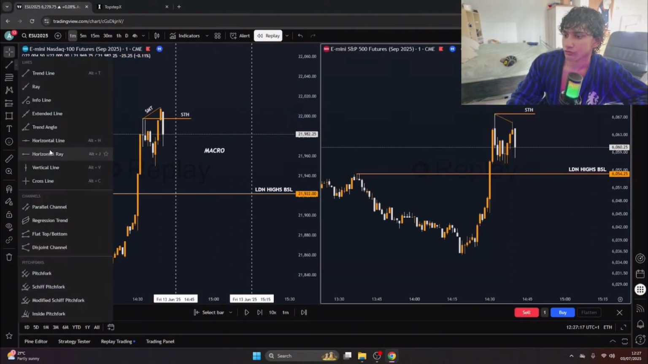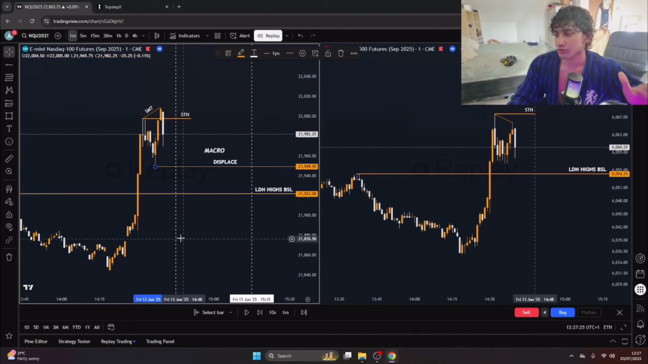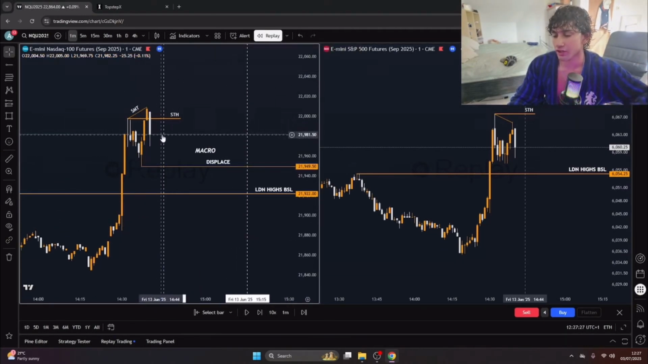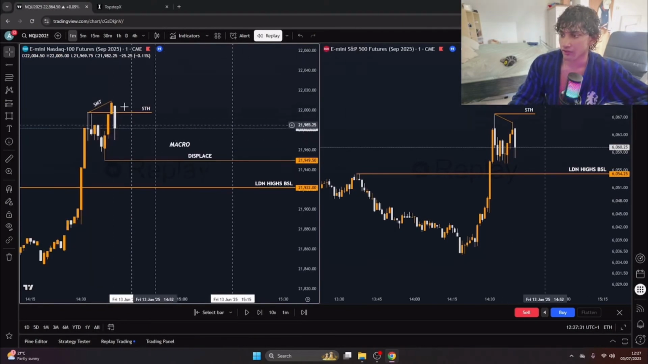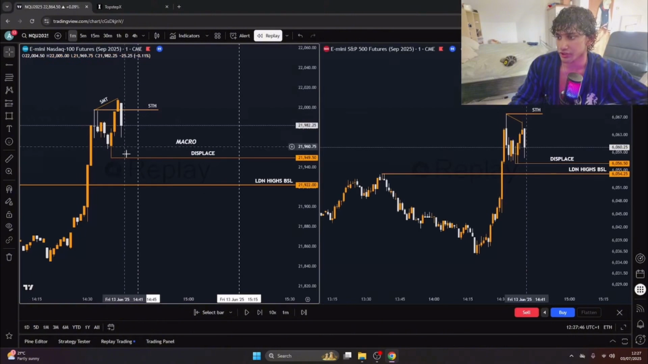So now I'm looking for a displacement lower than this short-term low, get a confirmed market structure shift, and then a tap back into a 1 minute bearish gap. And this right here is a perfect form of a unicorn model if we were to get a displacement lower and a tap back into a fair value gap.